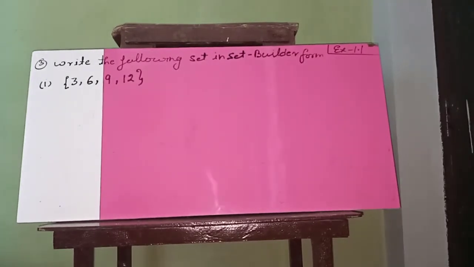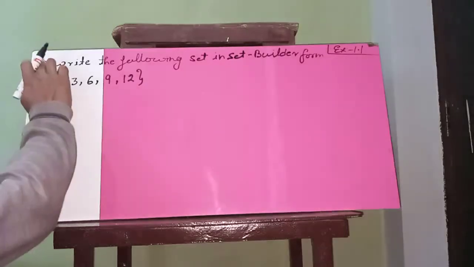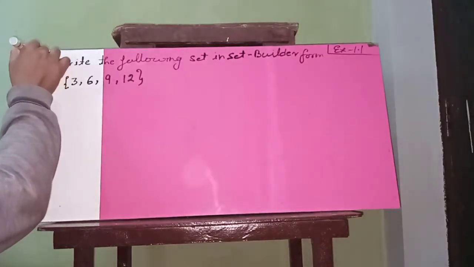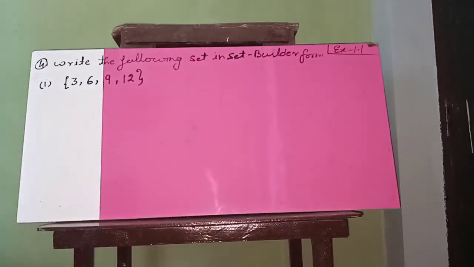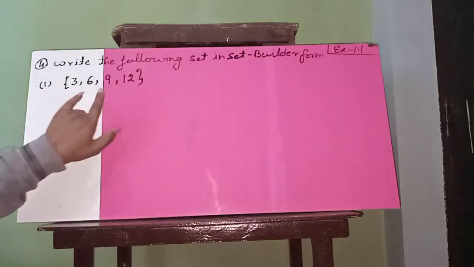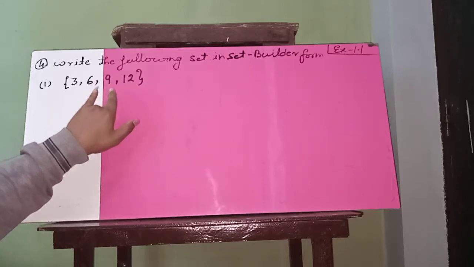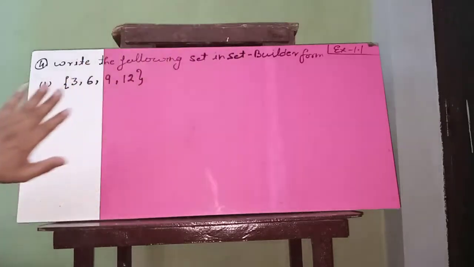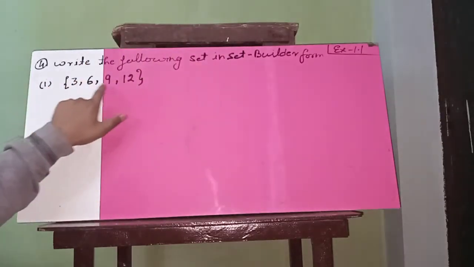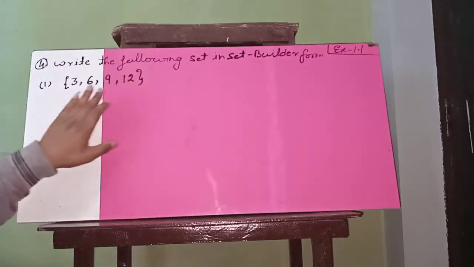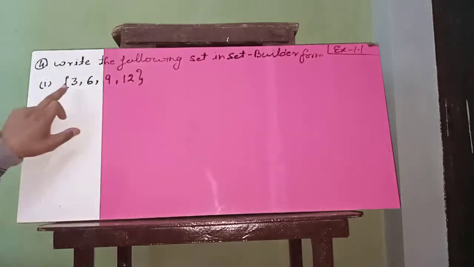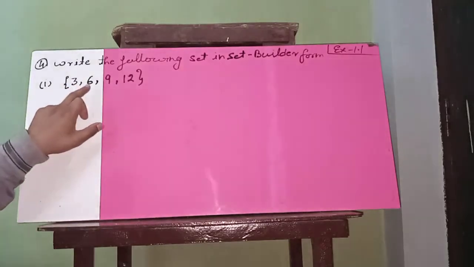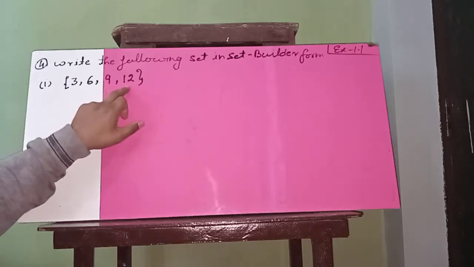Now after that I take question number fourth. Okay, so what does the fourth question say? The fourth question says: write the following set in set builder form. Okay, so here a set is given and you will change the given set into set builder form. So the first set is 3, 6, 9 and 12. So how do we make the set builder form? Okay, so first look at the given set. So 3 times 1 is 3, 3 times 2 is 6, 3 times 3 is 9 and 3 times 4 is 12.